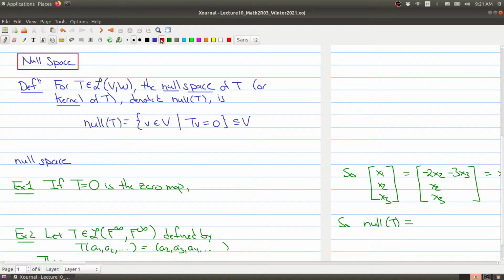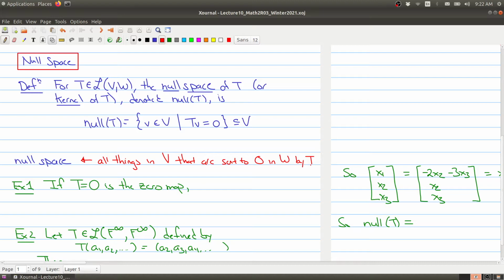Okay? Now this is called the null space, and one way to think of the null space is that it's all things in V that are sent to 0 in W by the linear map T.